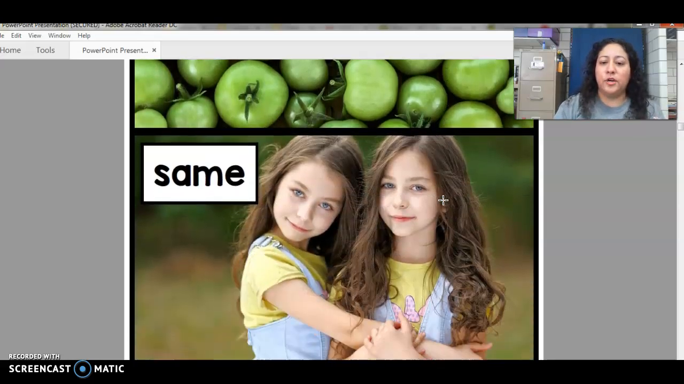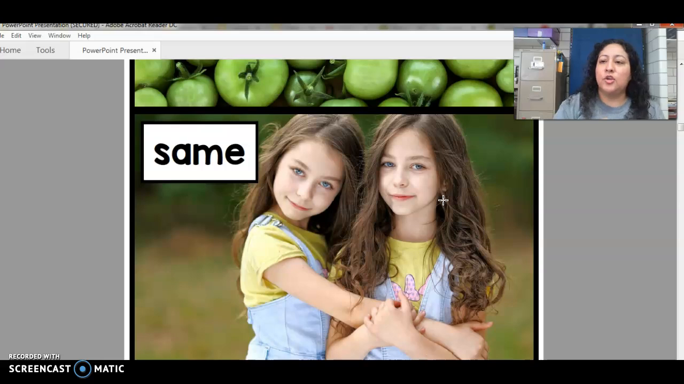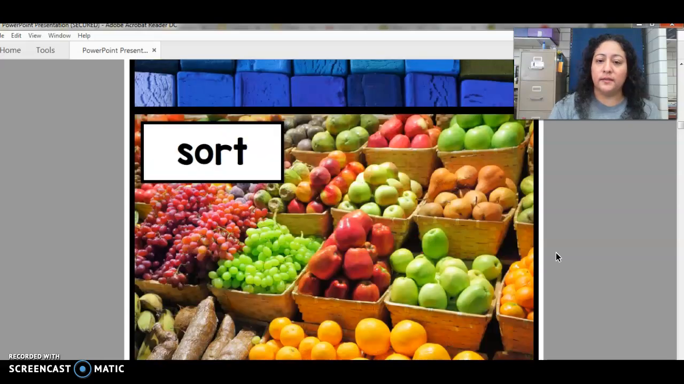That's the next word, same. So if the things are the same, if all the tomatoes are green, then we can put them in a group, okay? And that's what we're doing when we're sorting. We're looking at the things we have and we're deciding, are they the same? Should they be in the same basket or in the same group? Or are they different? Okay, so that's what we're going to learn today. We're going to learn how to sort things, if they look alike or if they don't look alike, okay?